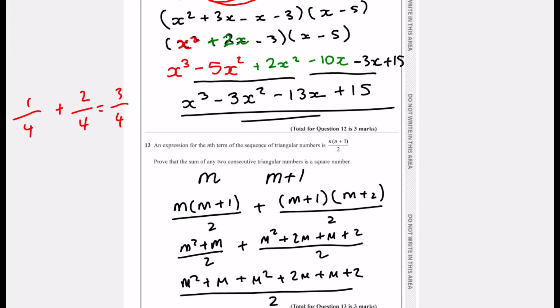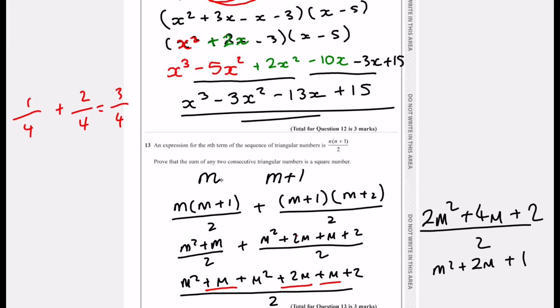So I'm just going to simplify the top line. So m squared and m squared is 2m squared. I've got m, 2m and m. So I've got 4m and I've got 2 over 2. So I can half each term. So I've got m squared plus 2m plus 1.